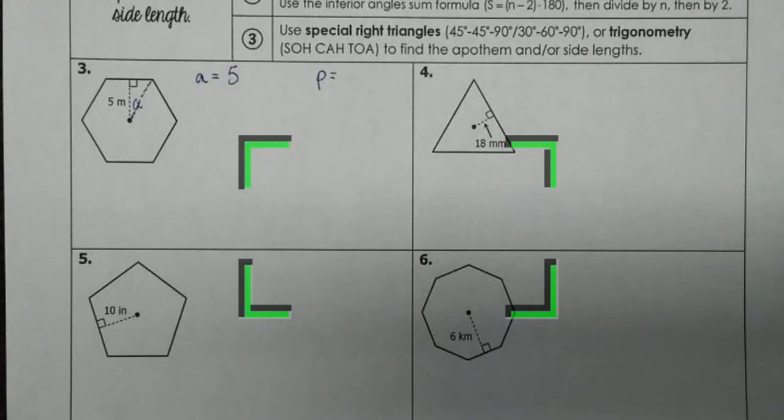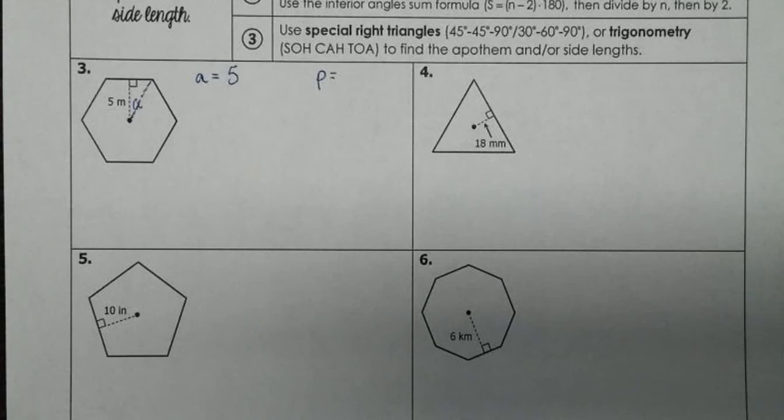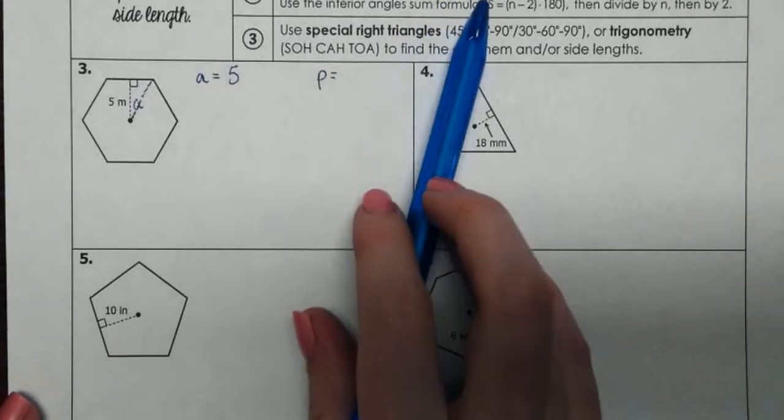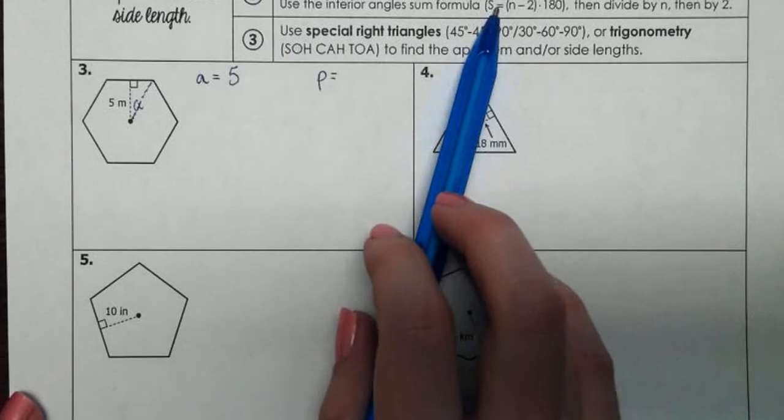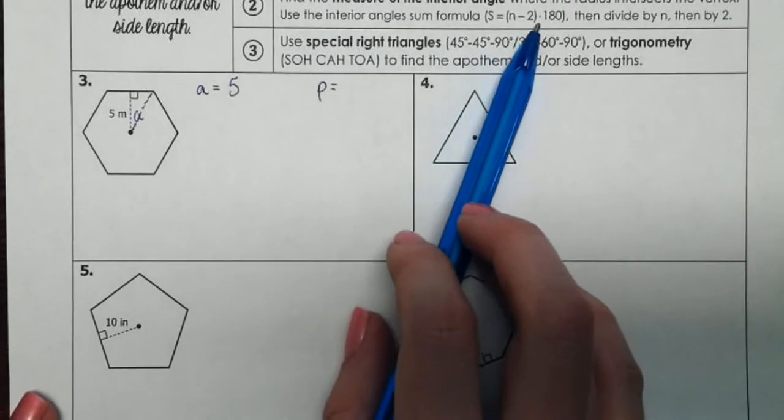Okay. Oops, that's my radius. Let me let that focus. All right, so we've completed step 1. That was our step 1, to draw in that right triangle. Now our step 2 is to find the measure of the interior angle. So I've got to use this formula, S equals n minus 2 times 180.